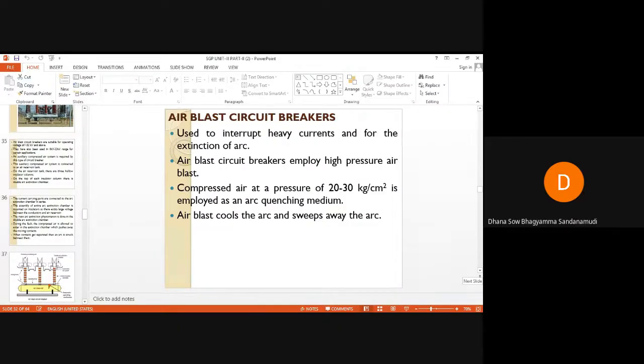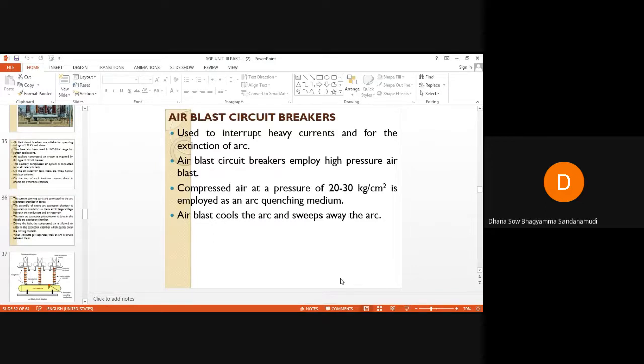Okay, so the air blast circuit breaker is used for interrupting heavy fault currents and for extinguishing the arc by a blast of air. This air blast circuit breaker employs a high pressure air blast for quenching the arc between the contacts. It consists of compressed air at a pressure of 20 to 30 kg per centimeter square, which is employed as an arc quenching medium within the circuit breaker.